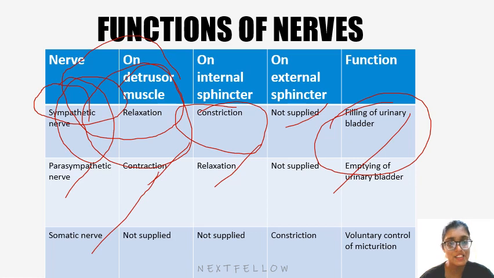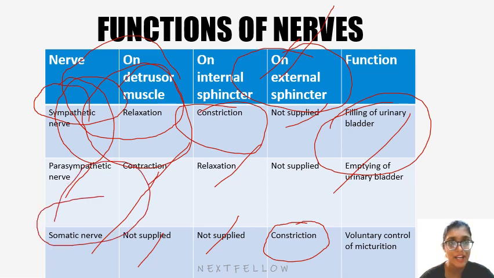The somatic nervous system does not supply the detrusor muscle. It does not supply the internal sphincter. It causes constriction of the external sphincter. So it will prevent micturition. So the somatic system is under voluntary control. The sympathetic and the parasympathetic system do not supply the external sphincter. This is a very important point. The voluntary control of the bladder is due to the somatic nerve supply, not the sympathetic or the parasympathetic plexus.